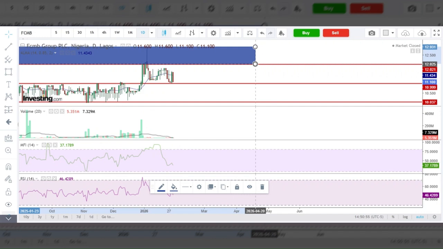So I'll be looking at technical analysis for some of these stocks, and also getting your feedback. If you have any stock that you're looking at and you'd like a technical analysis on it, you can also let me know.